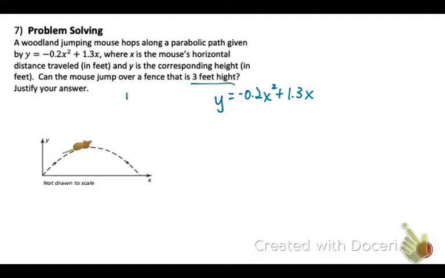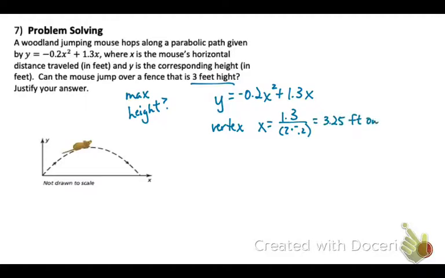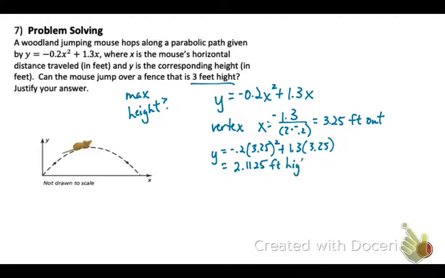Notice that this is in standard form. So let's find the x value of the vertex. And that will give you the horizontal distance in the mouse's jump where it reaches the most height. So at 3 1/4 feet out, the mouse is at its highest point. So let's plug in 3.25 for x, and we'll find out the maximum height that the mouse can jump. And sadly, it's only about 2.1 feet. So the mouse could not clear a 3 feet high fence.